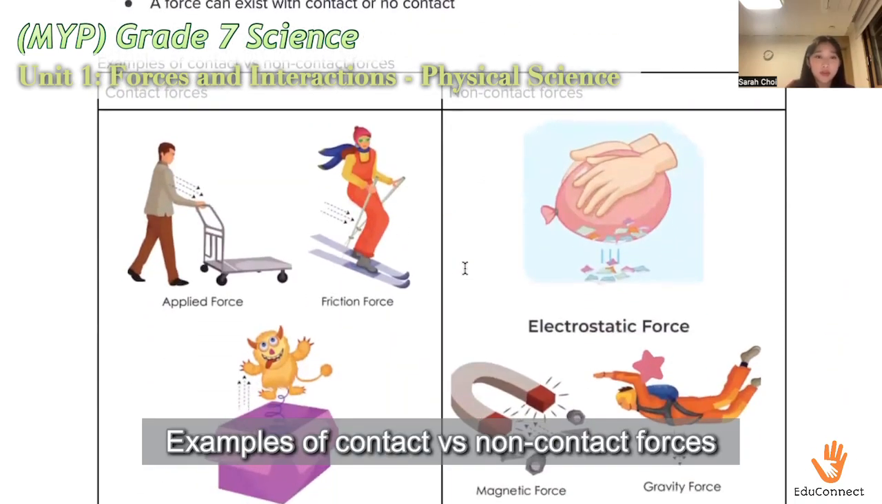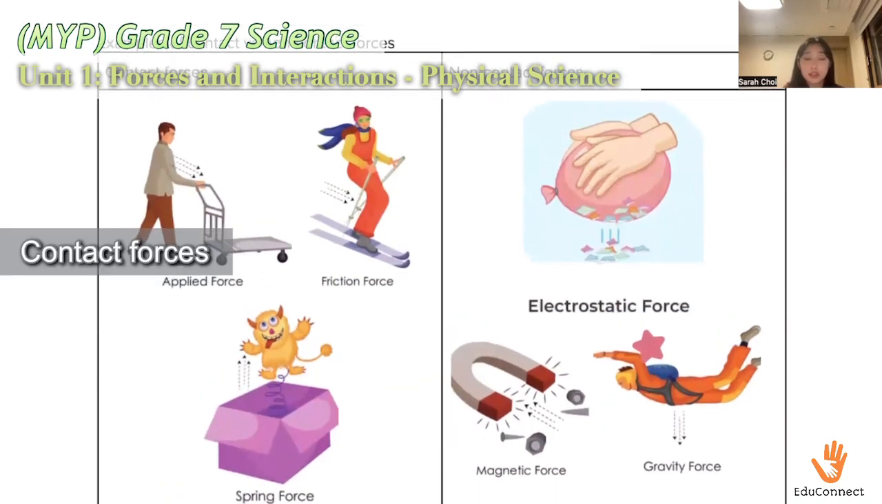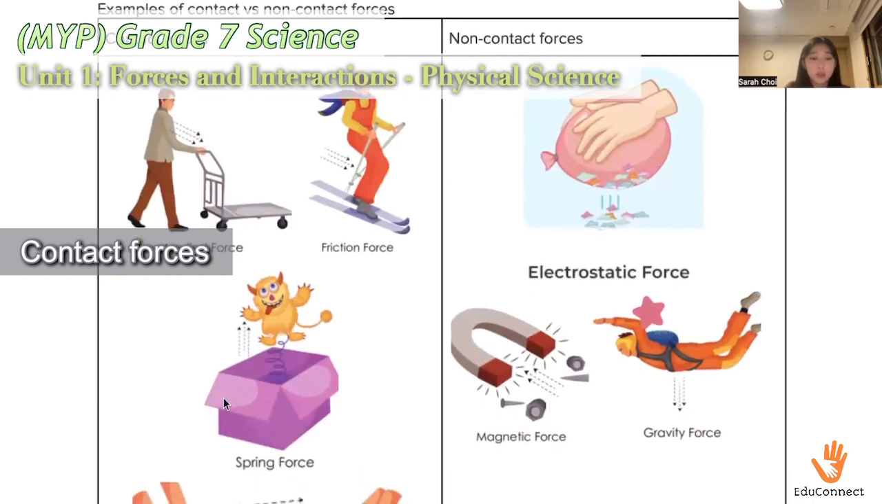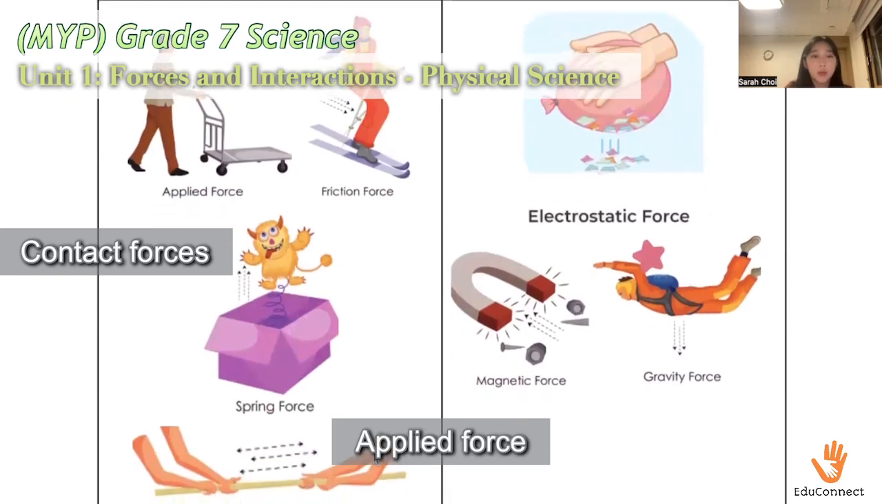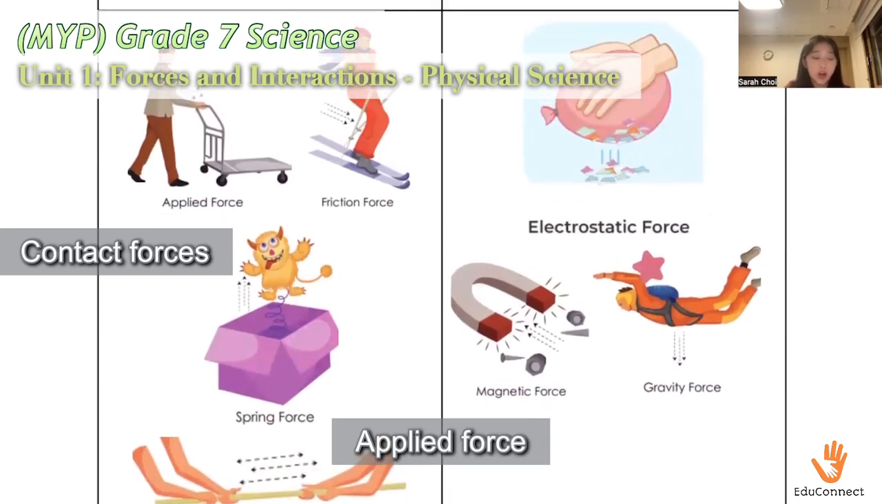So here are some examples of contact versus non-contact forces. First, contact forces. We have applied force, friction force, spring force, and tension force. Applied force is a force that is exerted on an object by a person or another object. It is a contact force as it requires physical contact between the object applying the force and the object experiencing the force. A man pushing a cart would be a good example of applied force, as it needs this person to make contact with the cart, therefore pushing the cart with contact.